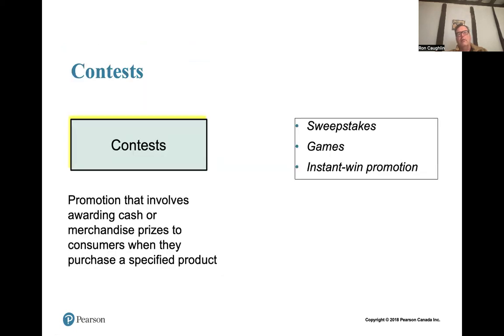Now, another way to do a sales promotion is to put together a contest. So this really involves awarding cash or merchandise prizes to consumers when they purchase a specified product. And a good example of this is the Roll Up the Rim to Win contest. You can also do sweepstakes games or instant win promotions, all designed to really drive purchase immediately.